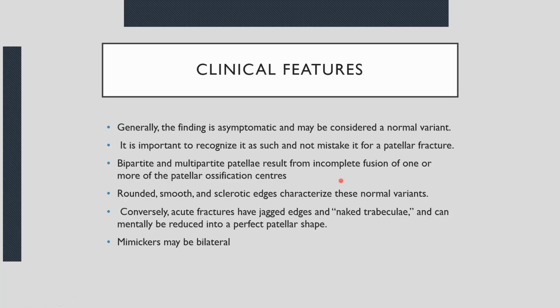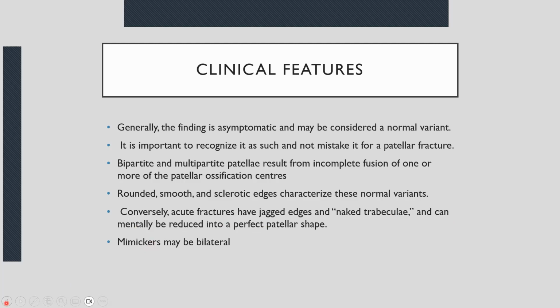So it results from incomplete fusion of one or more of the patellar ossification centers. As I say, round, smooth, and sclerotic edges, sorry, I forgot to mention that, characterize these normal variants. Conversely, acute fractures have jagged edges and naked trabeculae and can mentally be reduced to a perfect patellar shape. And mimickers may be bilateral.